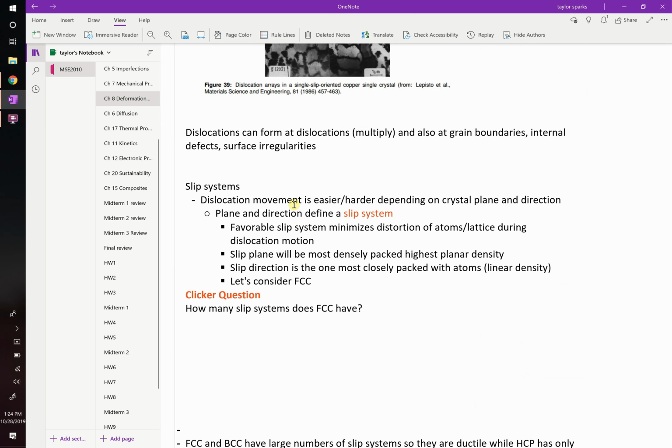A slip system consists of both a slip plane. Remember, if this was our dislocation moving horizontally, it's happening along that plane. And then in that plane, it's going to move in a certain direction, this way as opposed to that way, for example. So a slip system is a combination of a slip plane and a slip direction. This is, again, one of the reasons why we went through all the trouble of learning about planes and directions earlier this semester, so they become useful here.